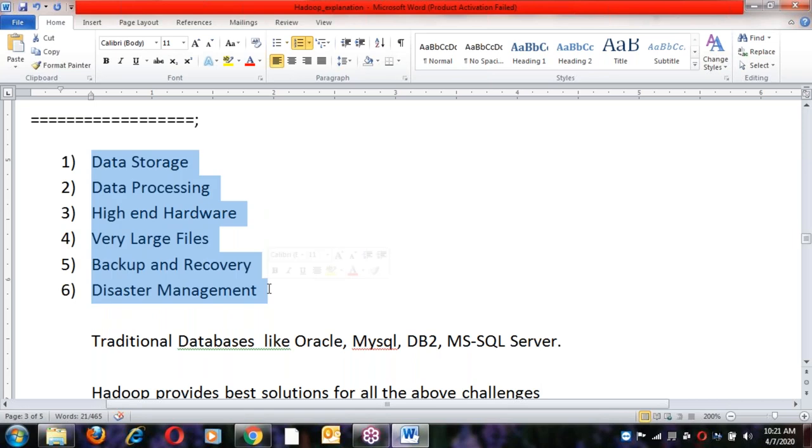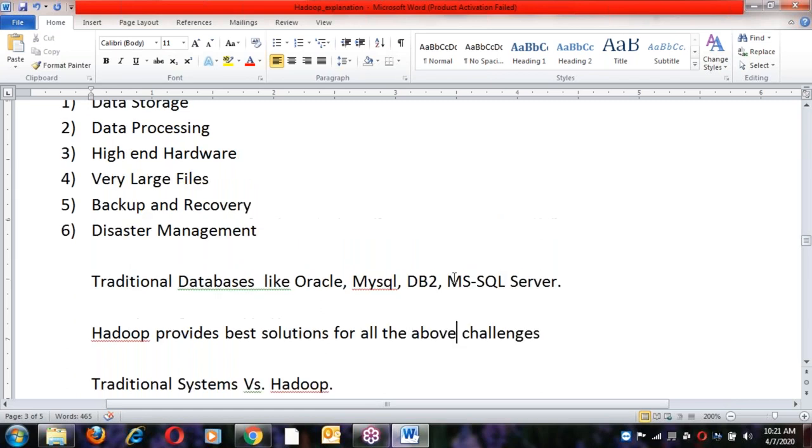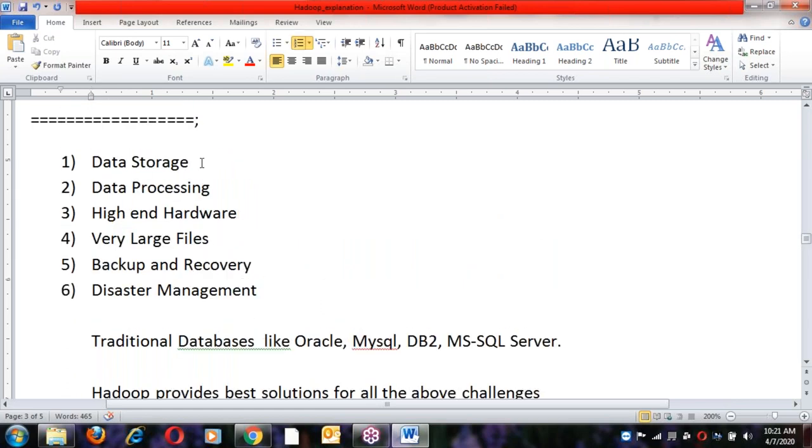Apart from this, there are other challenges also, but these are the primary ones. Other challenges we will see next. Hadoop provides the best solutions for all the above challenges. What is the solution from Hadoop? Let us see one by one. First, data storage.